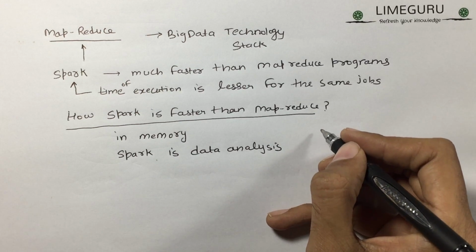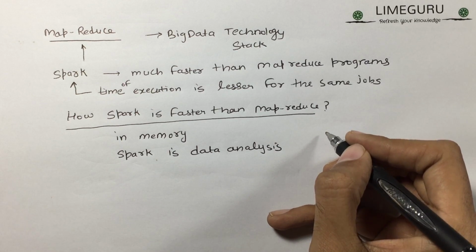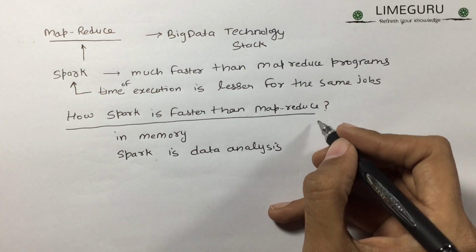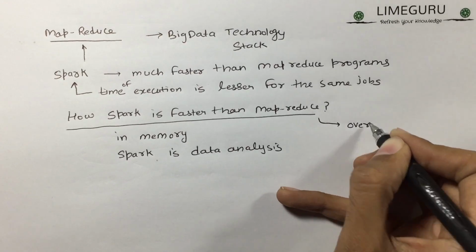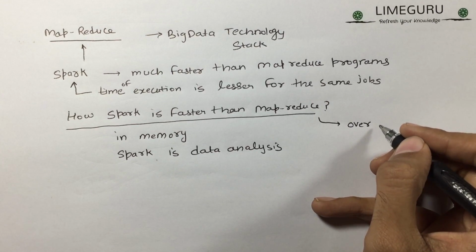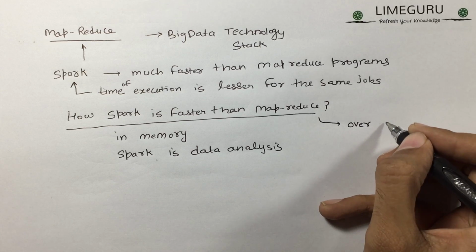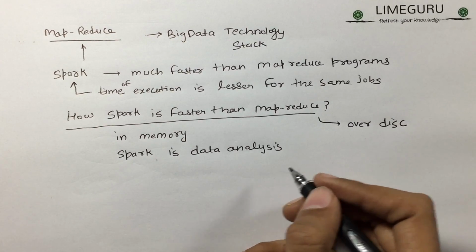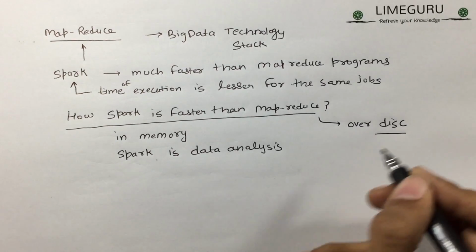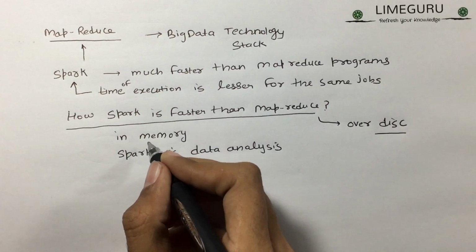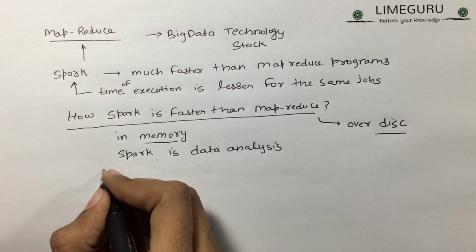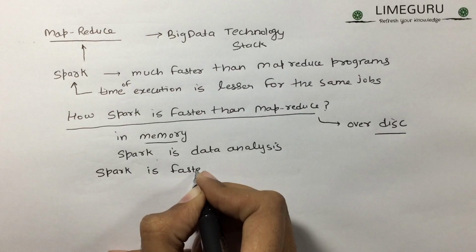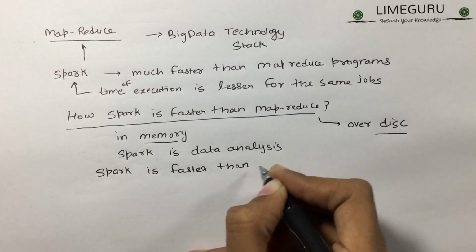However, with MapReduce, if you want to analyze some data through a MapReduce program, then it is over disk. The data is written and read over disk, and everybody knows that reading and writing on disk is much slower as compared to reading and writing from memory. So this is the reason that Spark is faster than MapReduce.